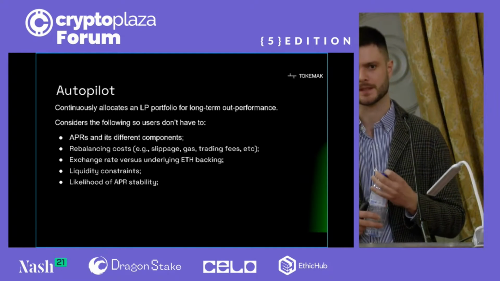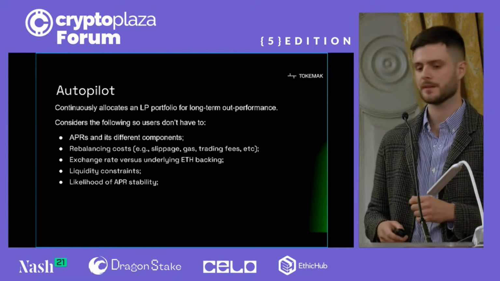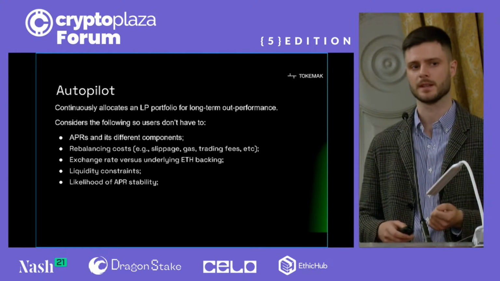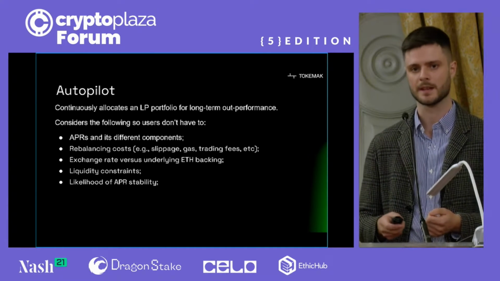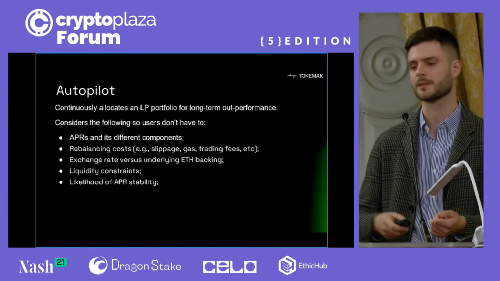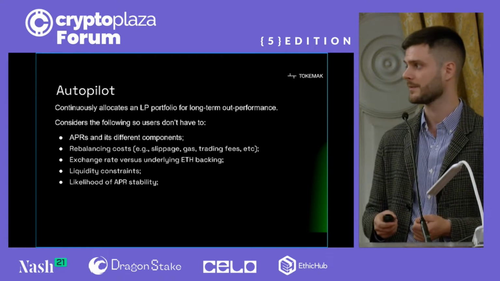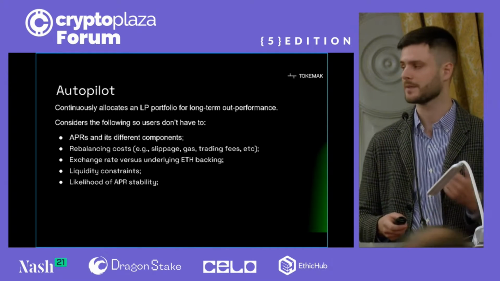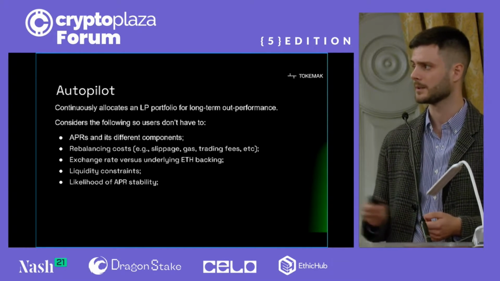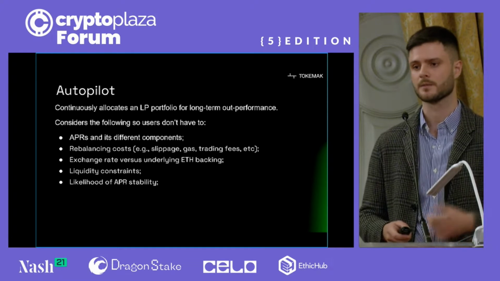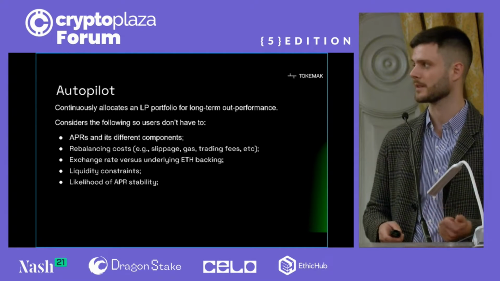So what inputs does Autopilot take into account so that LPs don't need to? You have the APRs and all of their different components. It's important to emphasize these different components because APRs cannot be taken at face value. A 10% on Curve is different from a 10% on Balancer. You have a different price risk associated with the reward token. You have different trading fees. So ultimately, you have different stabilities for the APR over long time periods. In addition to that, Autopilot also accounts for rebalance costs. Whenever you are rebalancing liquidity to a new destination, you need to account for slippage, gas, and trading fees.